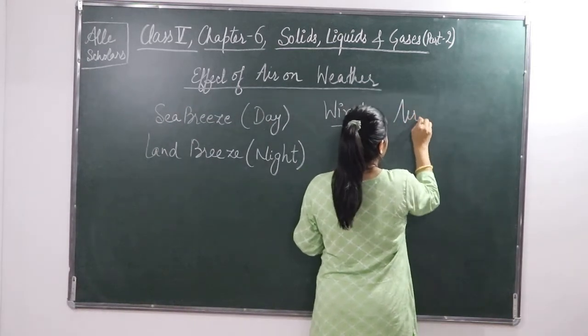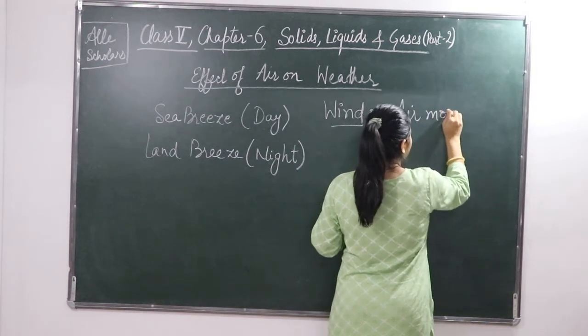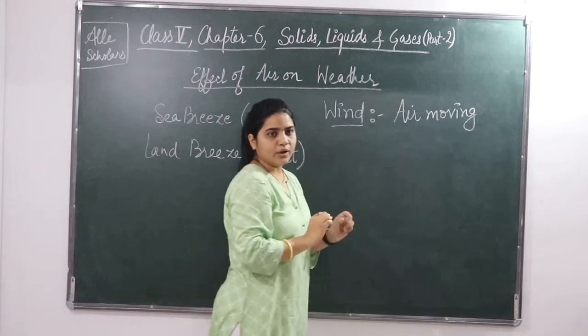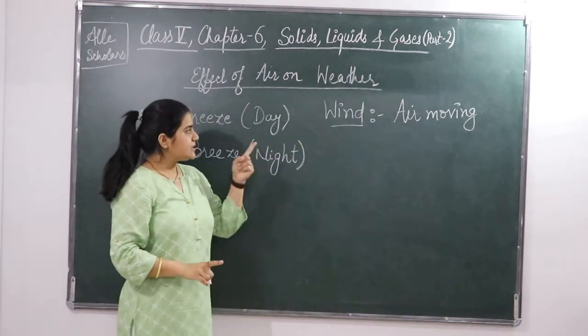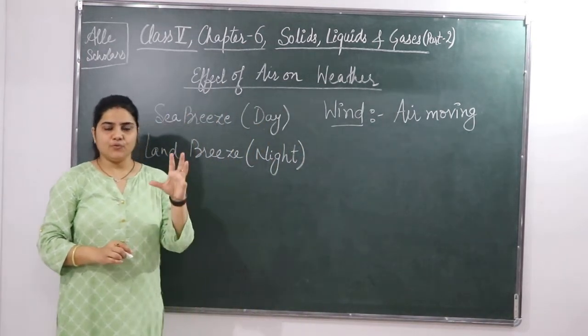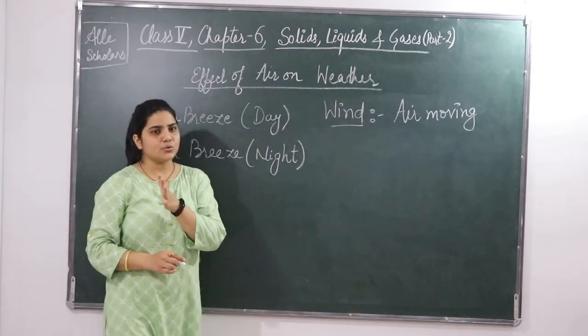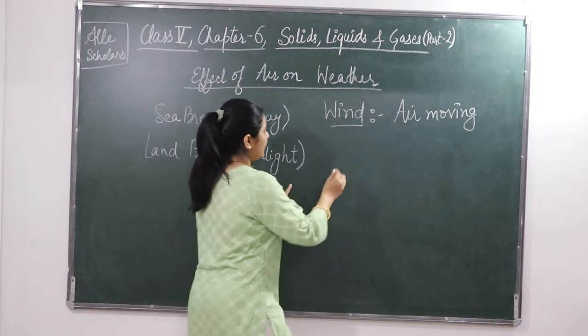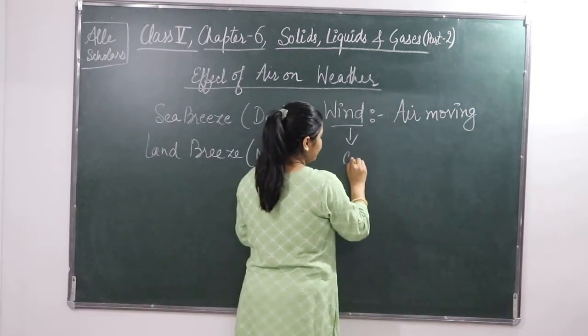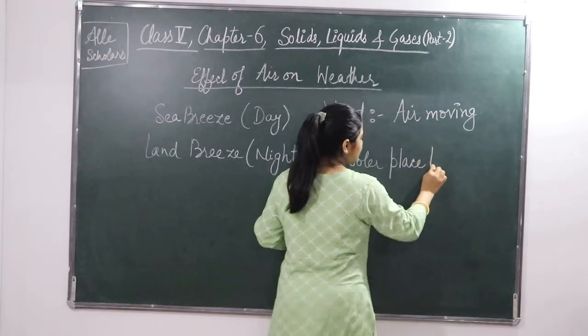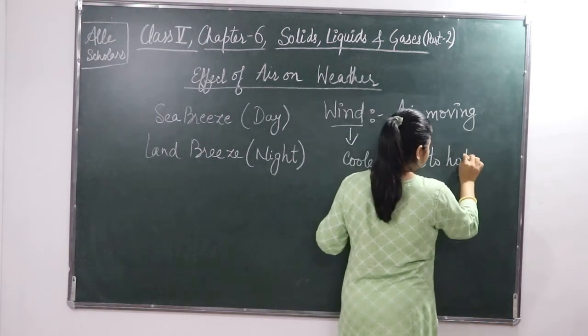So moving air is wind. Now, how does this wind flow? It blows from a cooler place to a hotter place. Wind always blows from a cooler place to a hotter place.